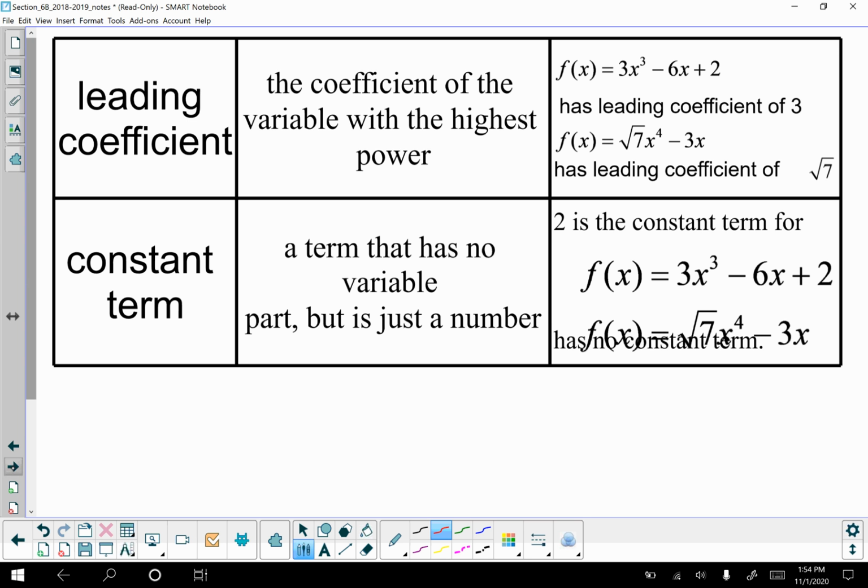The leading coefficient: you look at whatever your highest exponent is, and your leading coefficient would be out front. So this would be a leading coefficient of 3. It would be a 3rd degree polynomial. It would actually be a trinomial because you'd have 3 terms. Leading coefficient here would be root 7. That would be a 4th degree polynomial, and it would be a binomial in this case because there's only 2 terms. The constant term is just when you have a number. That's whatever's at the very end, usually, if it's written down in order.